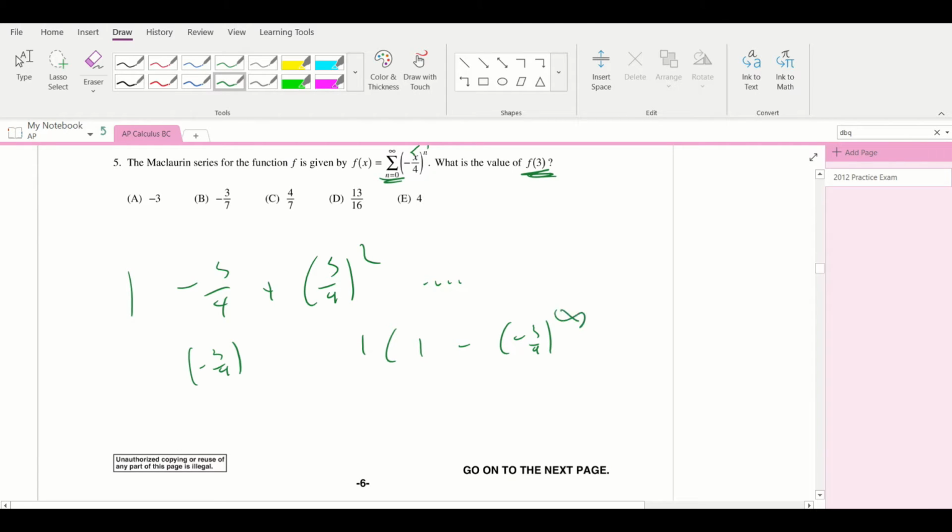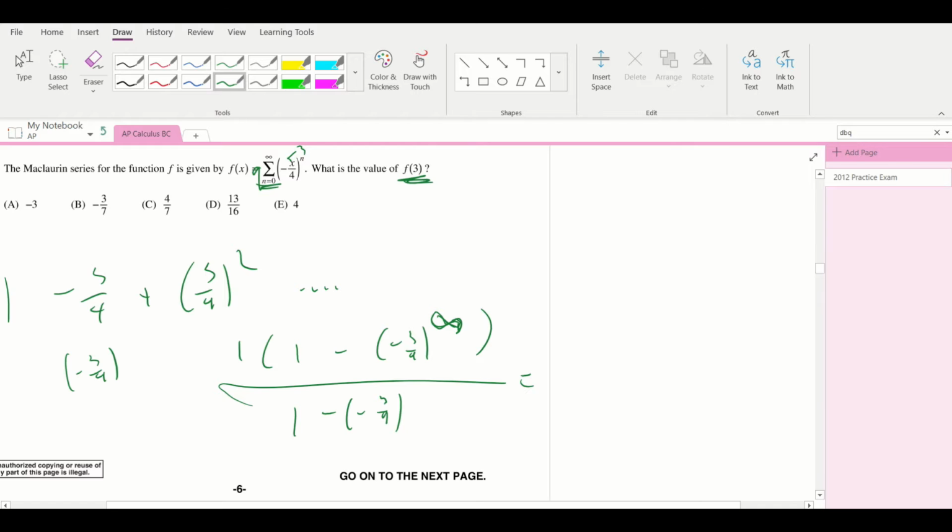So it's just n to the power of infinity, because this here is infinity. This is not legit, but it helps me visualize it because this just equals 0 because this is less than 1. So it's 1 over, well, 1 plus 3 over 4, 7 over 4. So it's just 4/7.